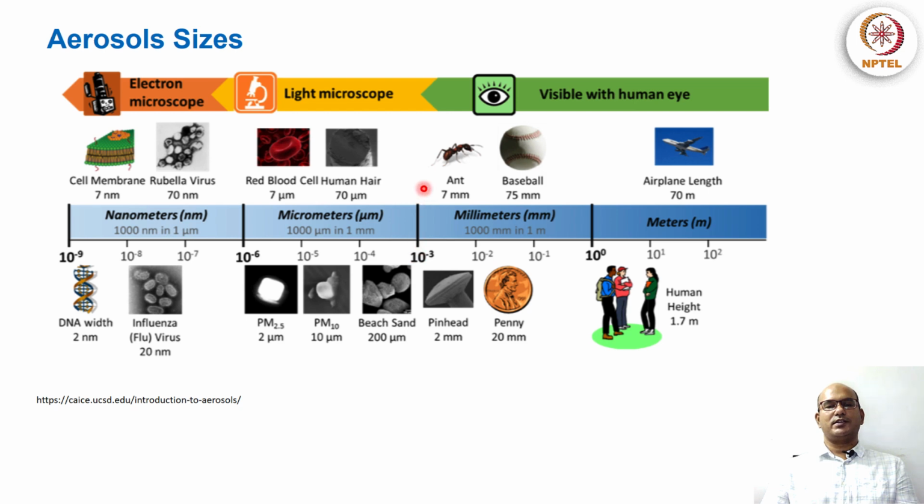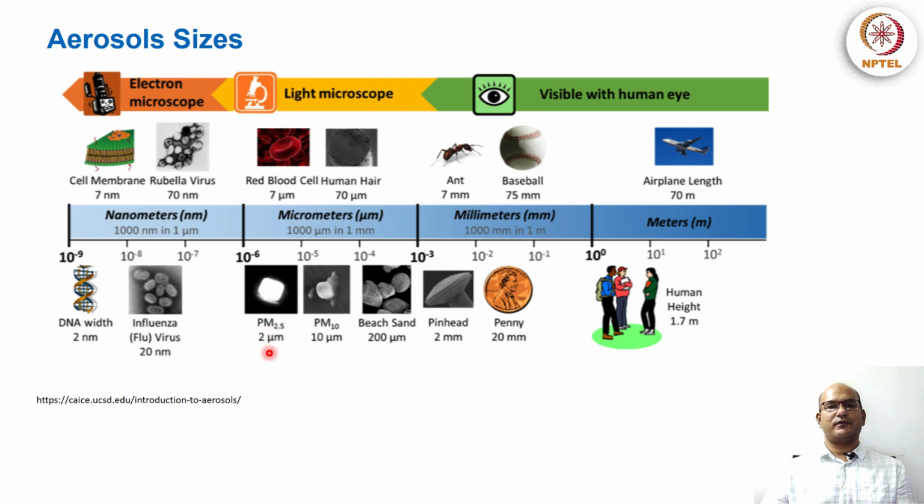Now we are going towards micrometers. So now we have beach sand. Beach sand is around 200 micrometers. A human hair is around 70 micrometer. So now we are looking at PM10. PM10 generally would be smaller than the human hair, more difficult to see with the human eye, and generally to see them better we need a light microscope. So maybe not very high power, but some light microscope.